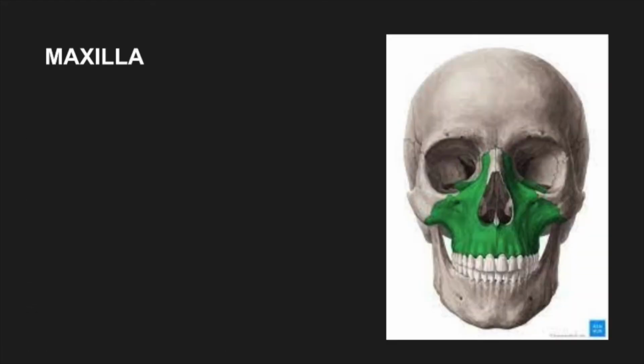Maxilla. The maxilla bones fuse in the midline and form the upper jaw. They provide the bed for the upper teeth, the floor of the nose and the base of the orbits. The maxilla articulates with the zygomatic, nasal, lacrimal and palatine bones.